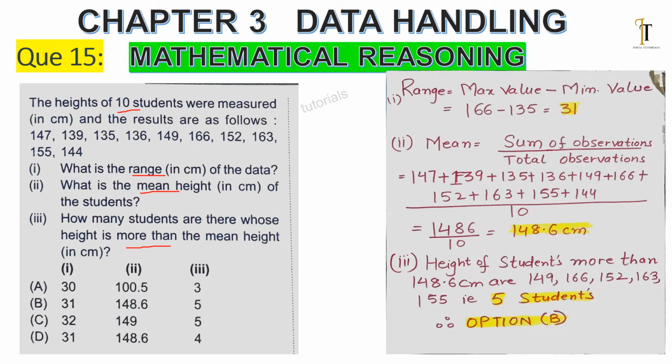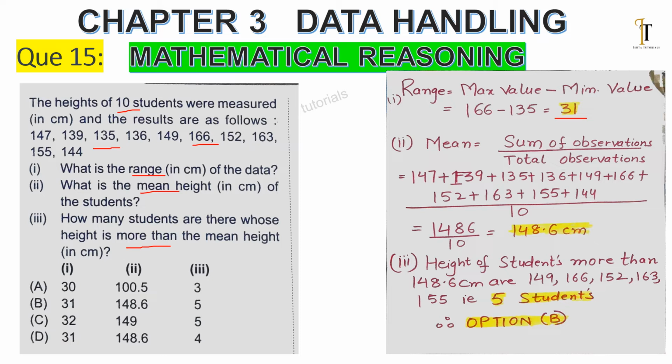Range is equal to max value minus min value. Let's find it from the data. Here the max value is 166, and the minimum value is 135. So for range you need to subtract them, and we will get 31. Let's check the options as well. In option A there is no 31. Yes, it's B, and it can be D, but let's find the mean as well.